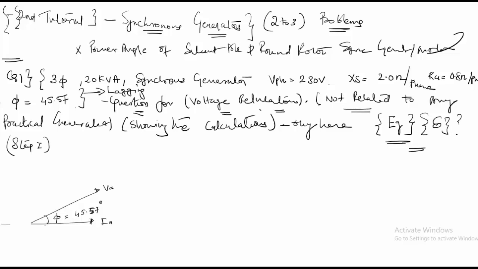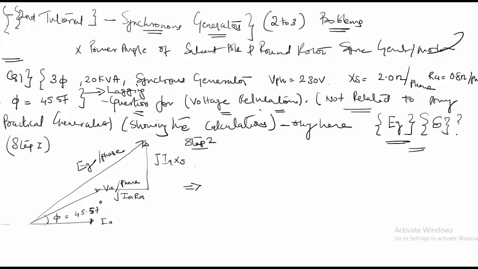Now based on this, I know that j IA RA and j IA XS are the two components, and what I get here is my EG or the generated voltage per phase, and this is my voltage per phase. So all these values are per phase values. So once you have this diagram, this is step 1, and step 2 could be to write the equations based on this diagram.